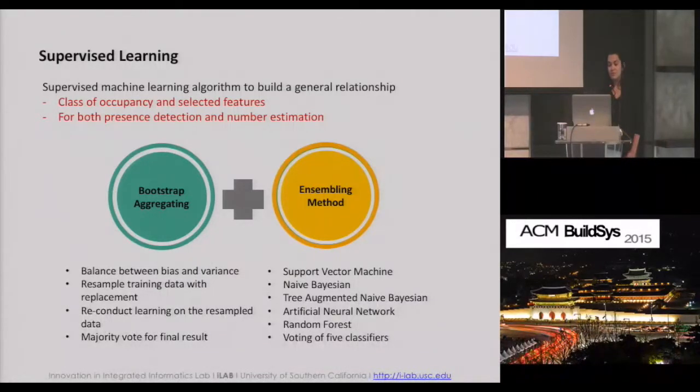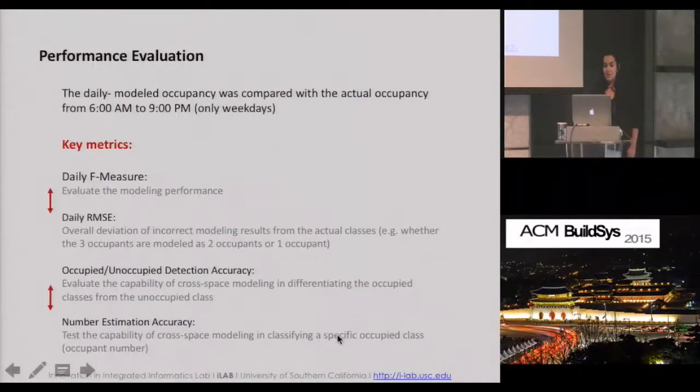For our method, first we implemented bootstrapping. The basic idea was to resample the training data with replacement and redo the supervised learning on the resampled data. And we implemented 5 supervised learning algorithms. Since we had 4 classes and 5 methods, we used an ensembling method. So we use voting of the 5 classifiers.